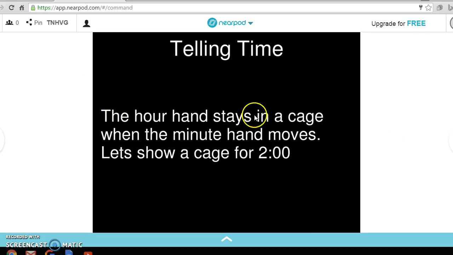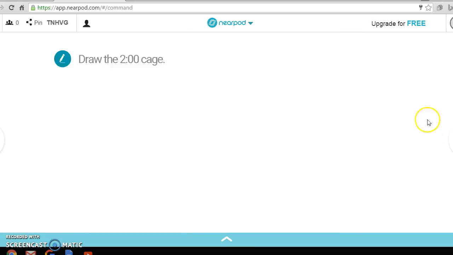Telling time, the hour hand stays in a cage. When the minute hand moves, let's show a cage for 2 o'clock. You will then draw the cage for 2 o'clock on your device.